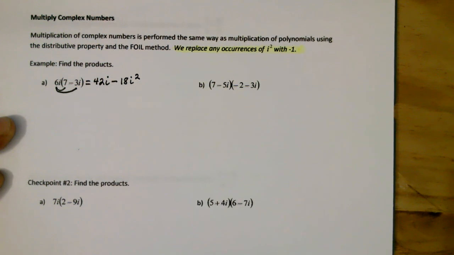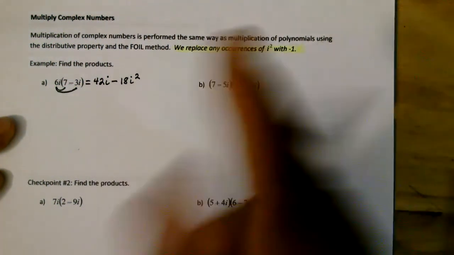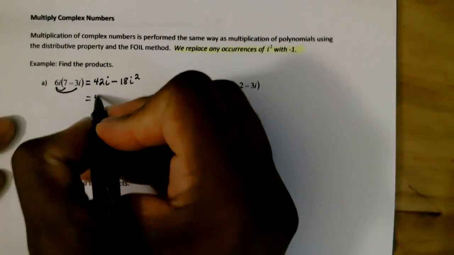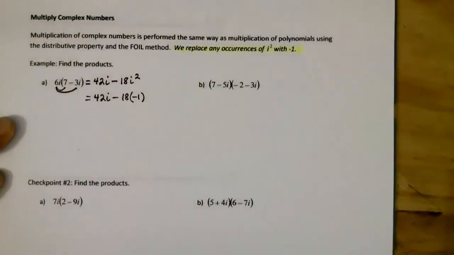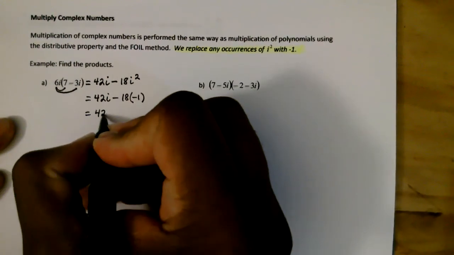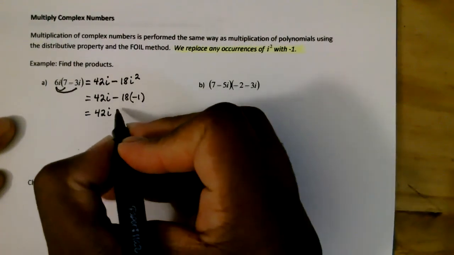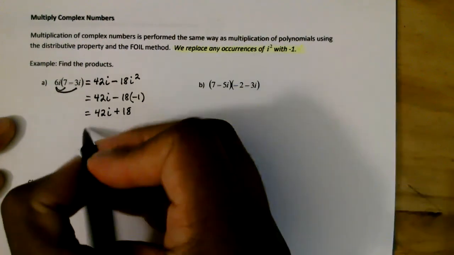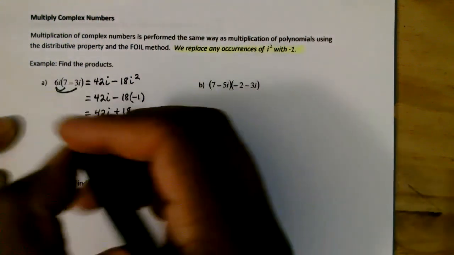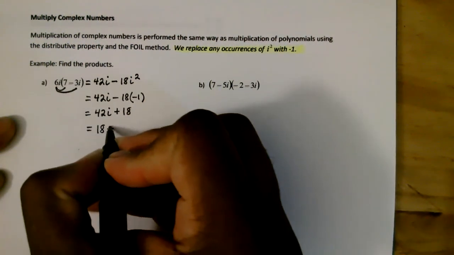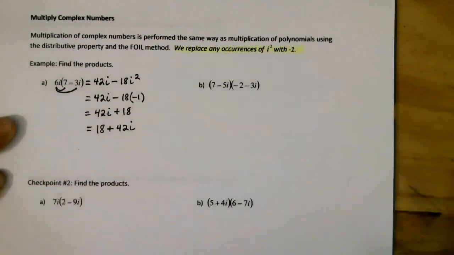Now here we have an i squared, so that means we need to substitute that i squared with -1. So I have 42i minus 18 times that i squared will be substituted with -1. And then we simplify. Let's see, 42i, bring that down, minus 18 times the -1 would be plus 18. Now we have to write this in standard form. That means we need to put the 18 in front, the real part, and then the imaginary part. So this will be 18 plus 42i.